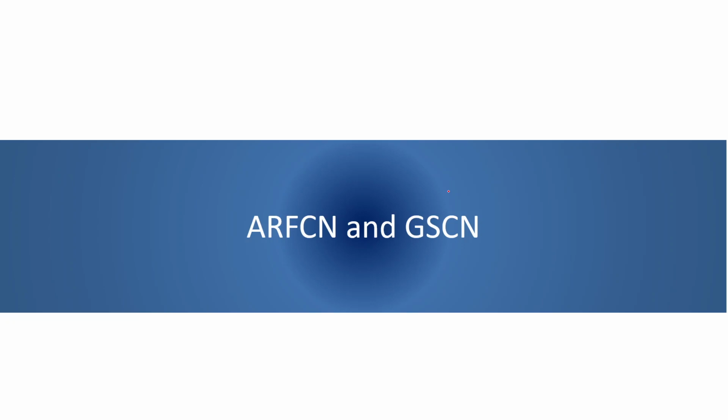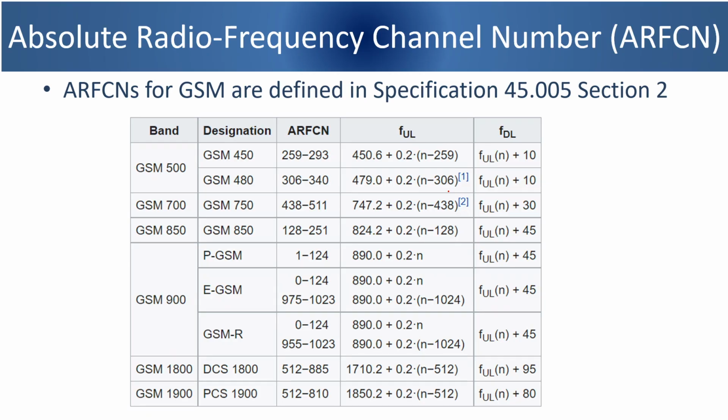ARFCN is absolute radio frequency channel number. This is a number and every number will correspond to a specific frequency. And GSCN is the global synchronization channel number. So for synchronization purpose in 5G, and of course also in 4G, these global synchronization channel numbers are used, right? But the synchronization raster concept came in 5G. So earlier they used to search on ARFCN.